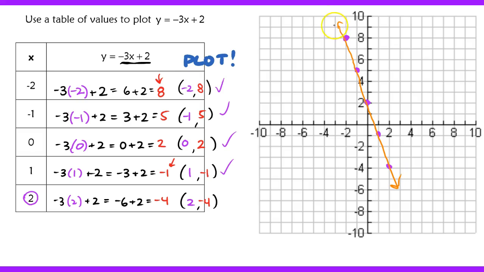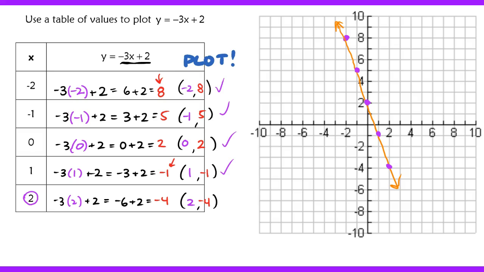And then notice I'm putting arrows on the ends here because I could, if I want, continue to plug in more x values, which means I'll get more coordinates and more points. So this line actually goes forever and forever, right? A line is infinite. It's made up of an infinite number of points. So we're going to show that by always showing little arrows at the ends, okay?